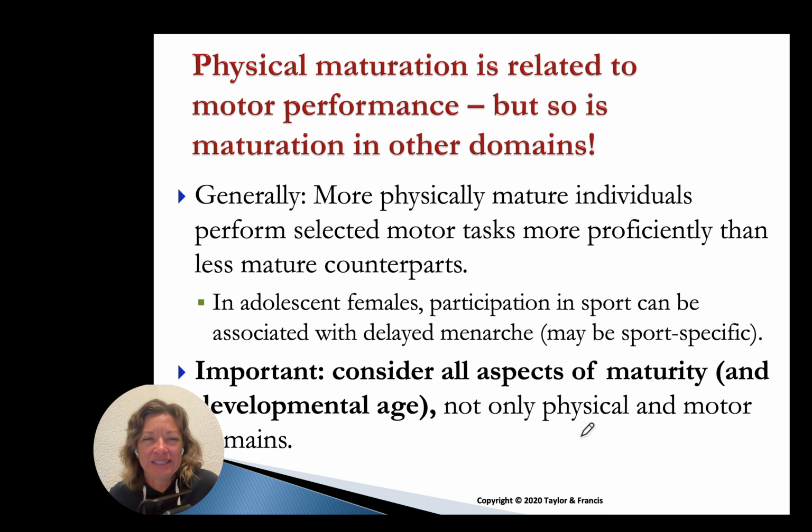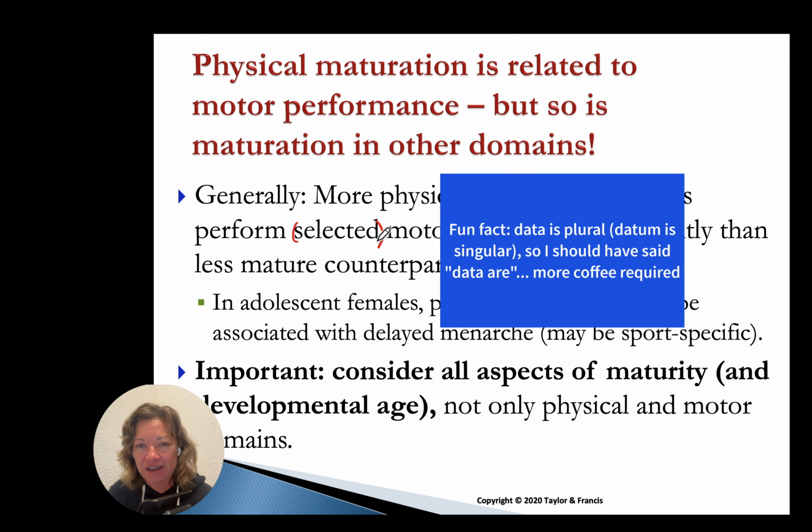So if we're going to make a really general statement, it's that more physically mature individuals perform most motor tasks more proficiently than their less mature counterparts. An interesting sort of exception to this might be adolescent females. So in adolescent females, participation in sport can be associated with delayed menarche, and this may be sport specific. But data on physical maturity and stage of development is tough to get for reasons that we've already specified. It's just hard to measure these things.